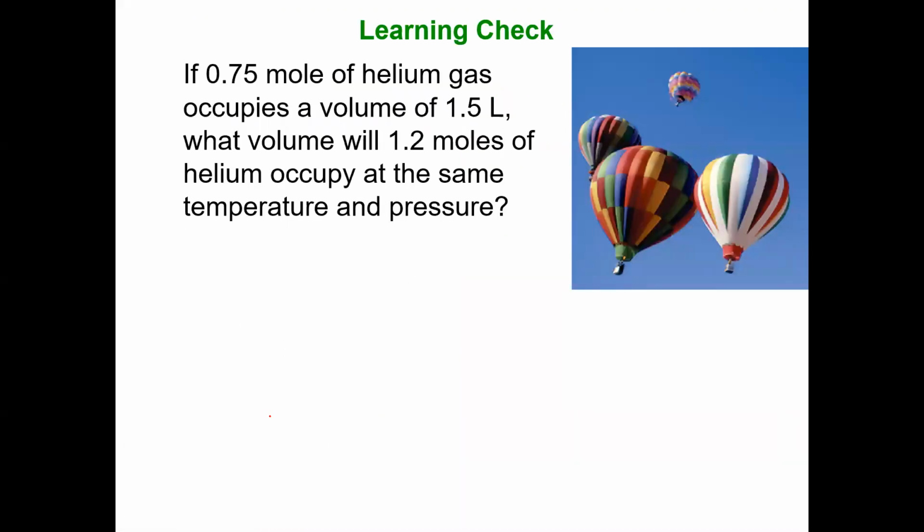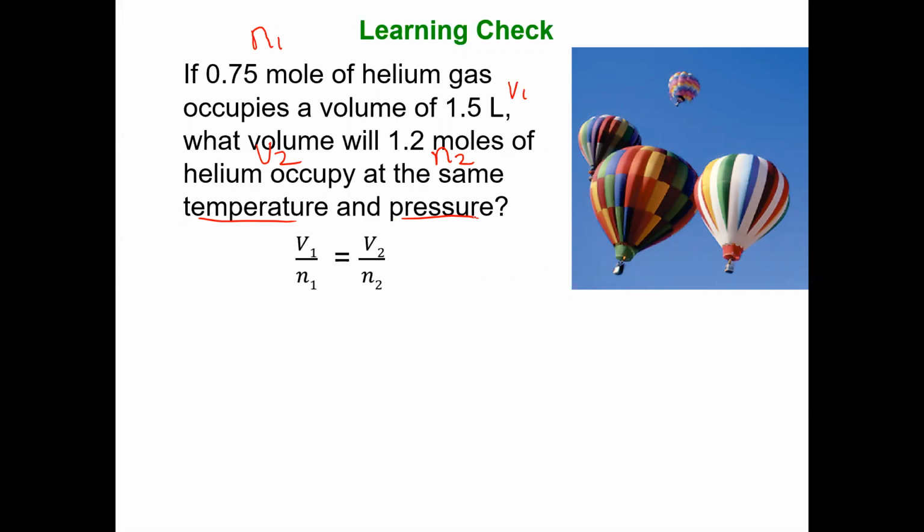So I can apply this to calculations. And just like before, as I read the problem, I can label. So if 0.75 moles, these are my initial moles, of helium gas occupies 1.5 liters, that's my initial volume. What volume? Okay, I'm looking for a change in volume. I'm looking for the final volume, V2. Will 1.2 moles, okay, I've increased the moles. So if I increase the moles and temperature and pressure are constant, the volume must also increase as well.